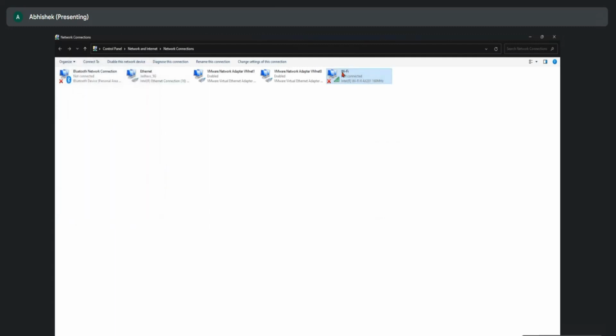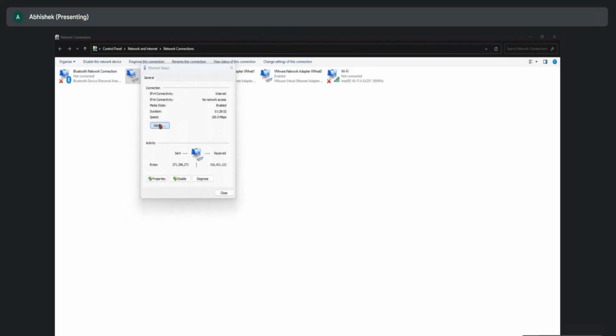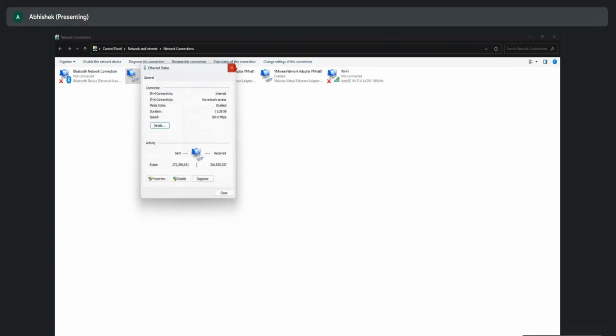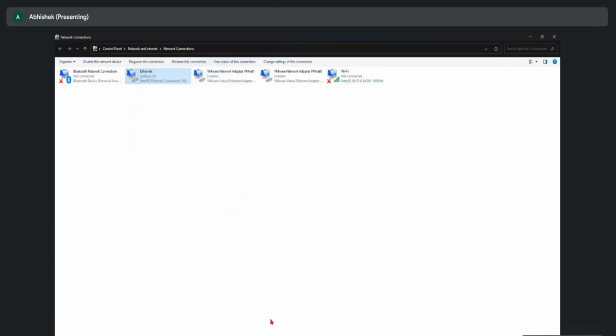Okay, there is no status icon for that. I don't think IPv6 is assigned. Yeah, there is no IPv6. The only reason is I have disabled that. Not a problem. I believe everybody understood the concept.